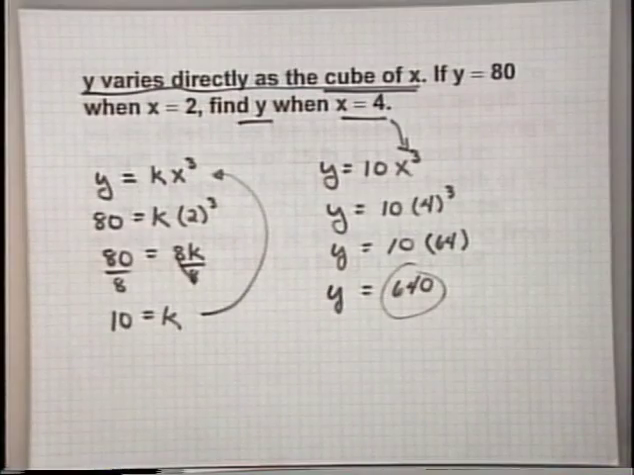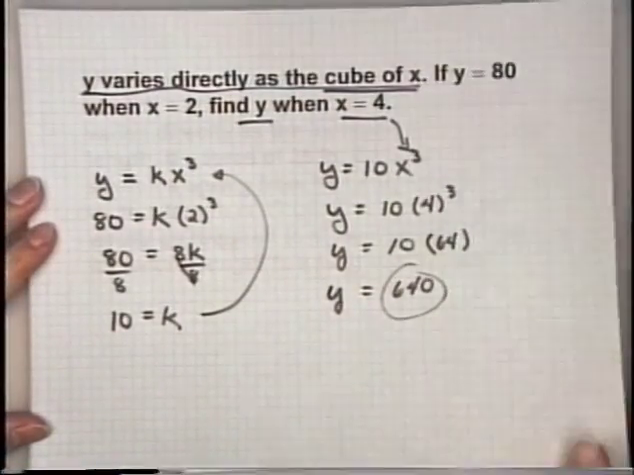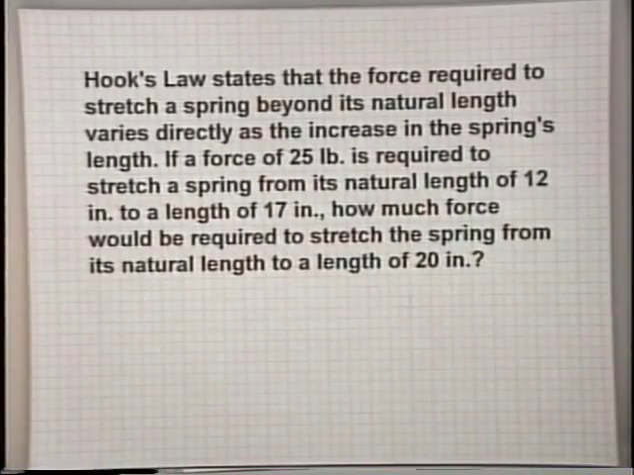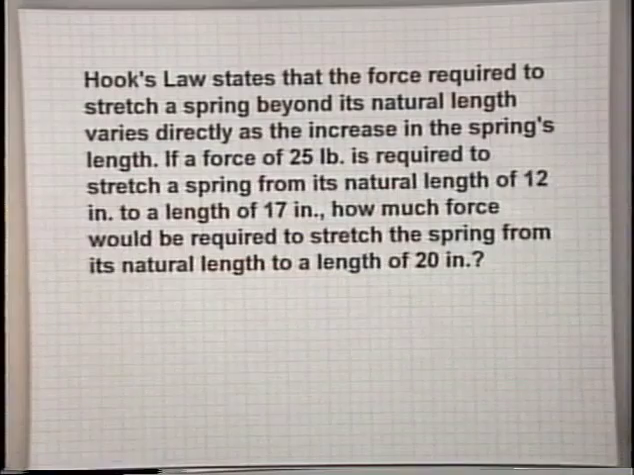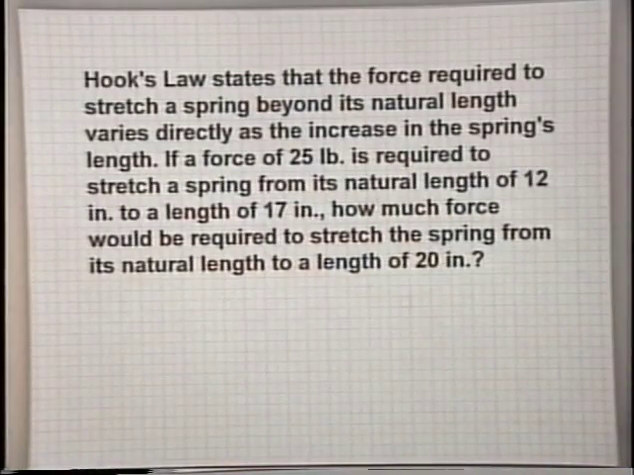Now, what I would like to do is to work a word problem involving direct variation. Hooke's law states that the force required to stretch a spring beyond its natural length varies directly as the increase in the spring's length. If a force of 25 pounds is required to stretch a spring from its natural length of 12 inches to a length of 17 inches, how much force would be required to stretch the spring from its natural length to a length of 20 inches?